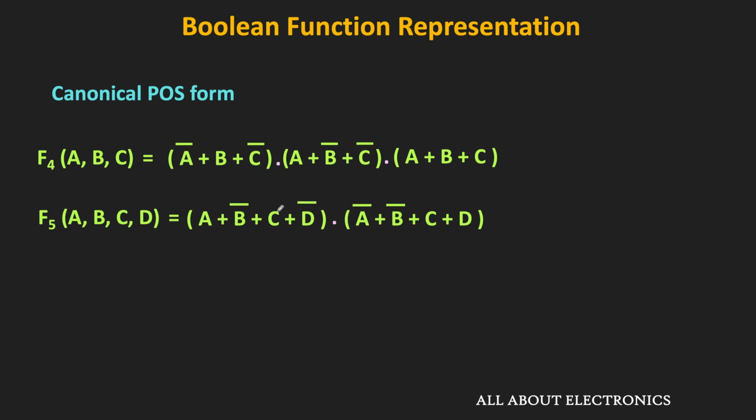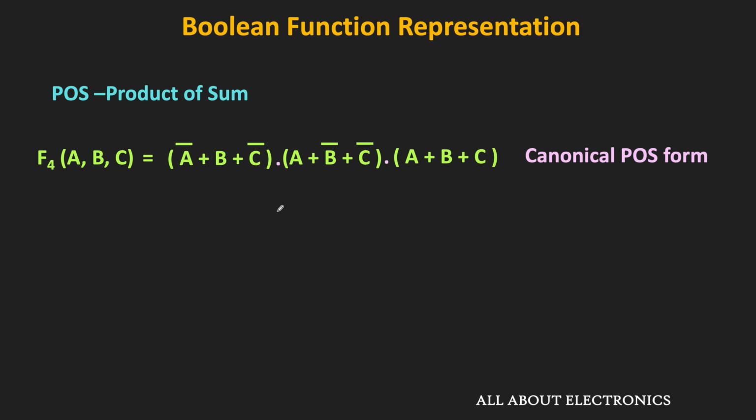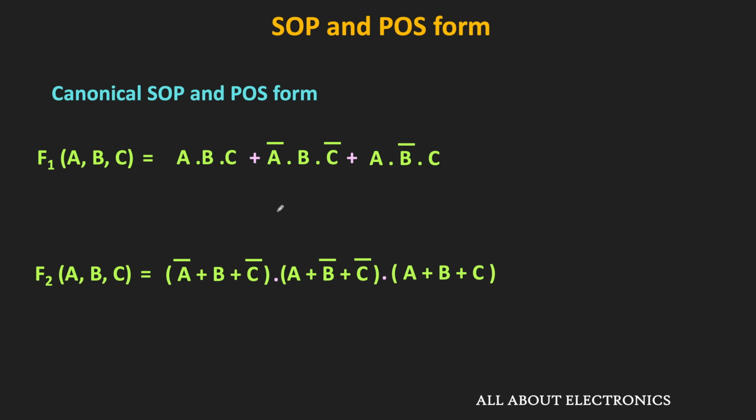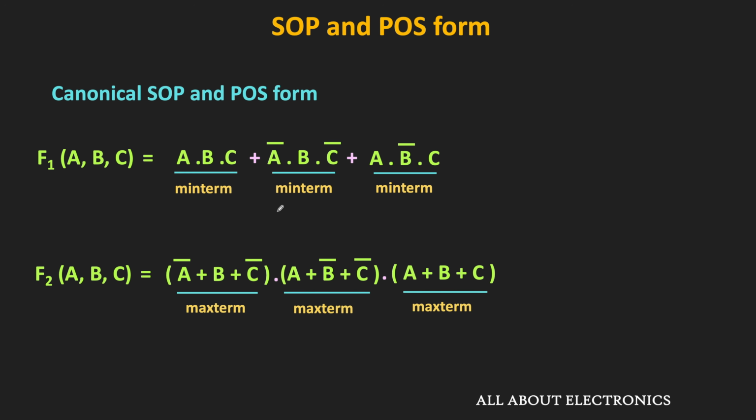So in short, this sum of products form of representation can be of two types, that is canonical and non-canonical. Now if we just talk about the canonical form of representation, then in the canonical SOP form, each product term is also called minterm, and therefore this canonical SOP form of representation is also said to be a sum of minterms. Similarly, in the canonical POS form of representation, each sum term is also called maxterm, and this canonical POS form of representation is also said to be a product of maxterms.